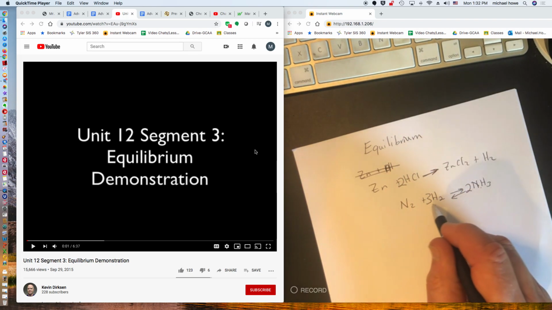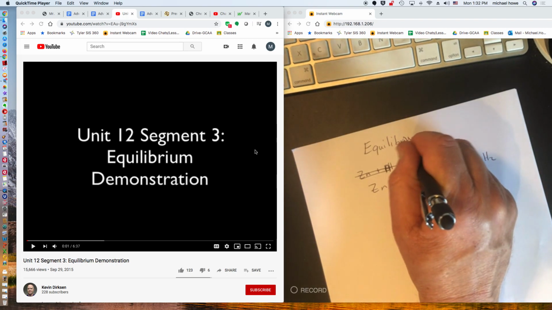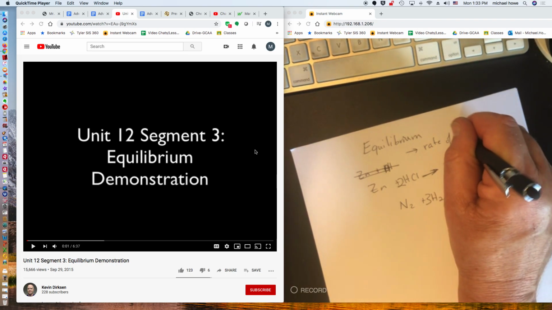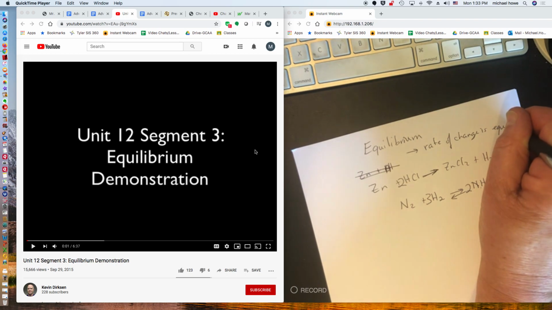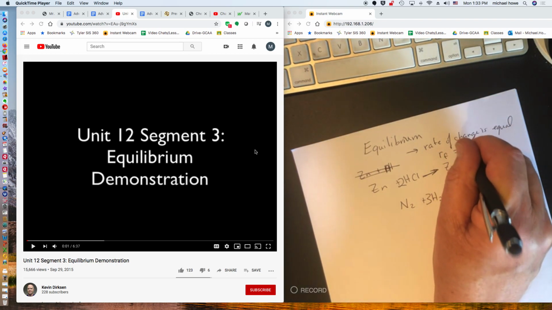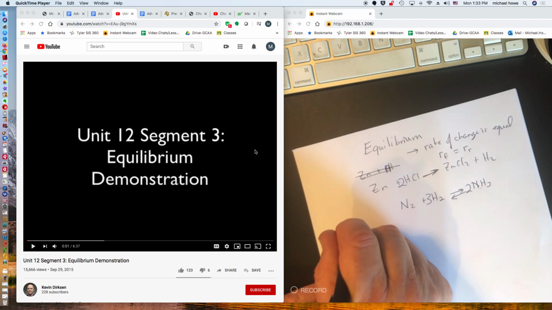It means that the rate of change is equal. So equilibrium means rate of change is equal. And what that means is the rate of the forward reaction equals the rate of the reverse reaction. That's how fast it's occurring. And that happens in chemical equilibrium. It also happens in physical equilibrium.